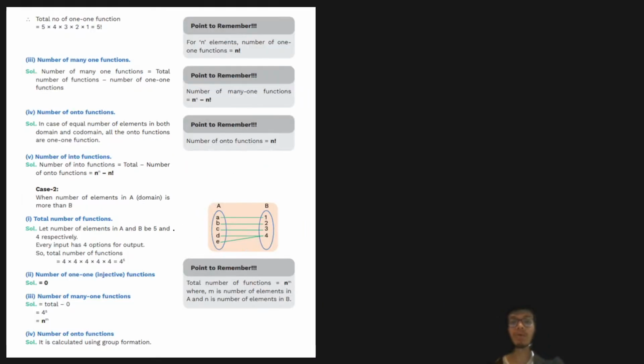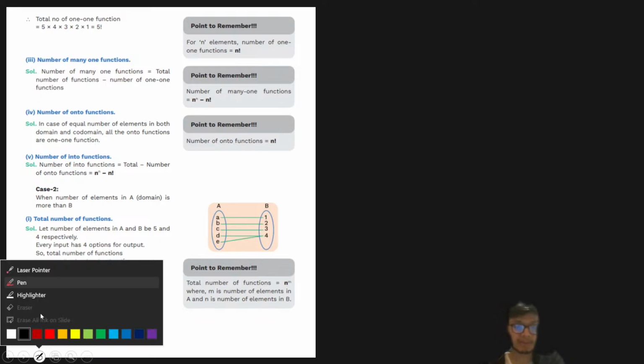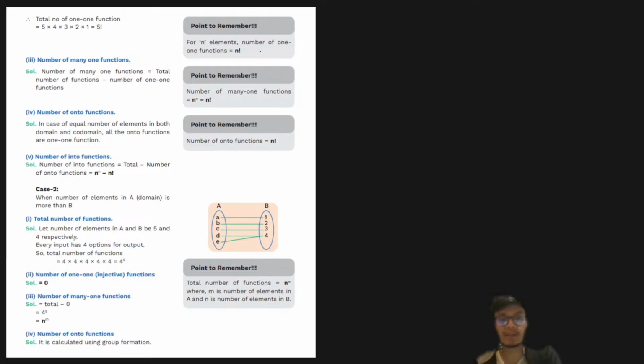Therefore, if there are n number of elements and I need to count the number of 1-1 functions, the number of 1-1 functions is going to be simply equal to n factorial.